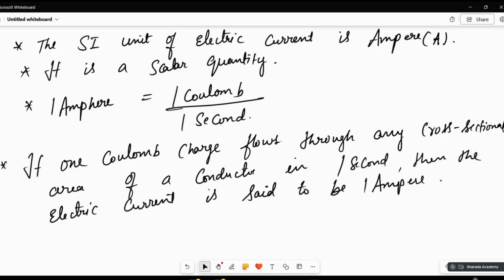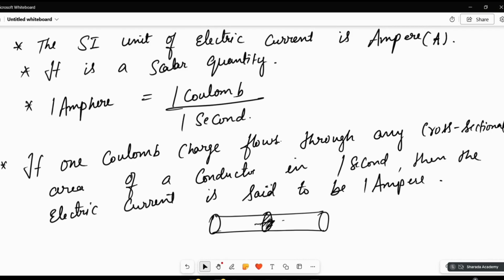That means, see, there is one conductor, one wire. In that, for 1 second, a total of 1 coulomb of charge passes through, then we call it 1 ampere of current. So if I take one cross-sectional area here, for 1 second, if the total charge is equal to 1 coulomb, then it is considered as 1 ampere. And we know that 1 coulomb is how many electrons? We studied it is 6 into 10 to the power of 18 electrons.